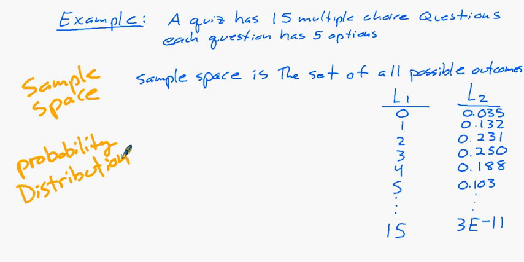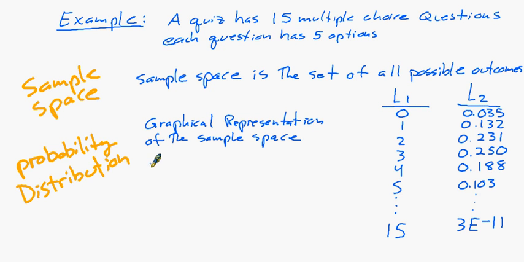Now we can say, well, what is this probability distribution that I keep talking about? I mean, we see this, this really is the probability distribution, right? Because it's a sample space. These are all the probabilities for all the possible outcomes, right? This is the distribution. But when you talk about probability distribution, usually that means the graphical representation of the sample space. And this is usually done, not always, but usually done as a histogram.